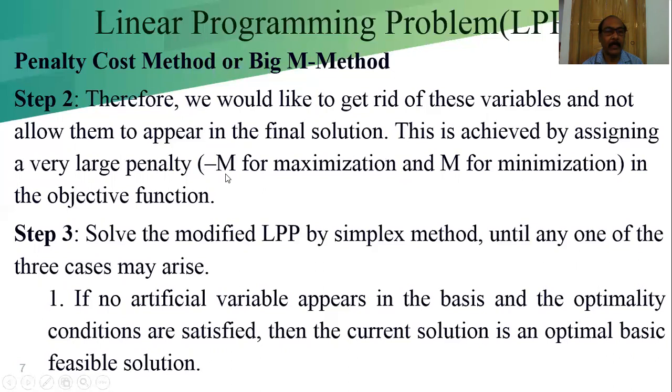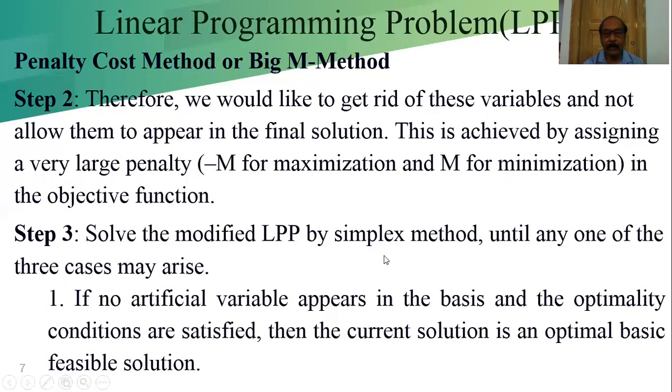That M is very large. So first we are subtracting it, that means we are making it the minimum, then we try to maximize it for the maximization problem. But for minimization, by adding M times the artificial variable, we make it the maximum, then we try to minimize it. This is the part of the steps in the objective function.